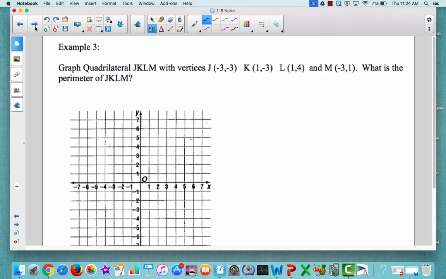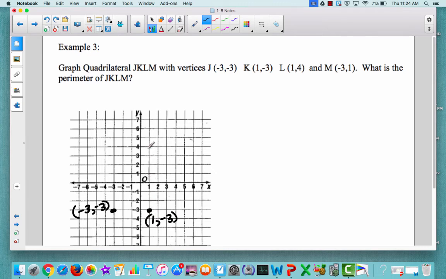All right, one more. So it says graph the quadrilateral. Graph JKLM with vertices. J is 3, negative 3, so I'm going to do that. Negative 3, which is down here. When I do that, I am going to put the points. So negative 3, negative 3. And then K is 1, negative 3, so right here. So 1, negative 3. And L is 1, 4.